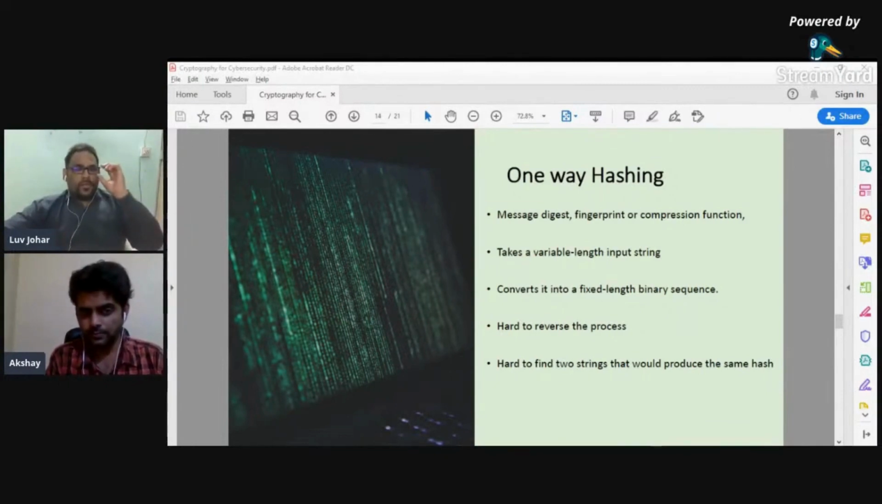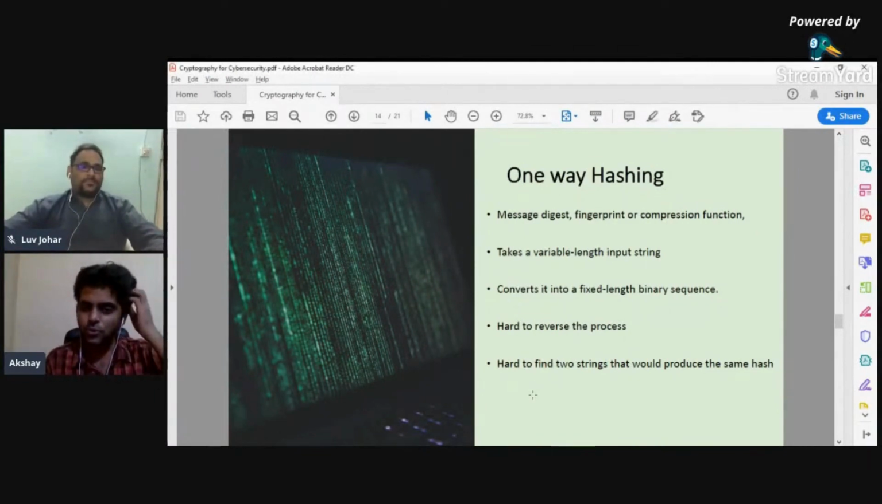Akshay, sorry to interrupt. Can hashing be reversed? No, it's irreversible. That's the whole point. And now a follow-up question would be, then what is the purpose of hashing? I mean, if it's irreversible, then why am I hashing it? So the thing here is that hashing in itself is basically used to identify a text.